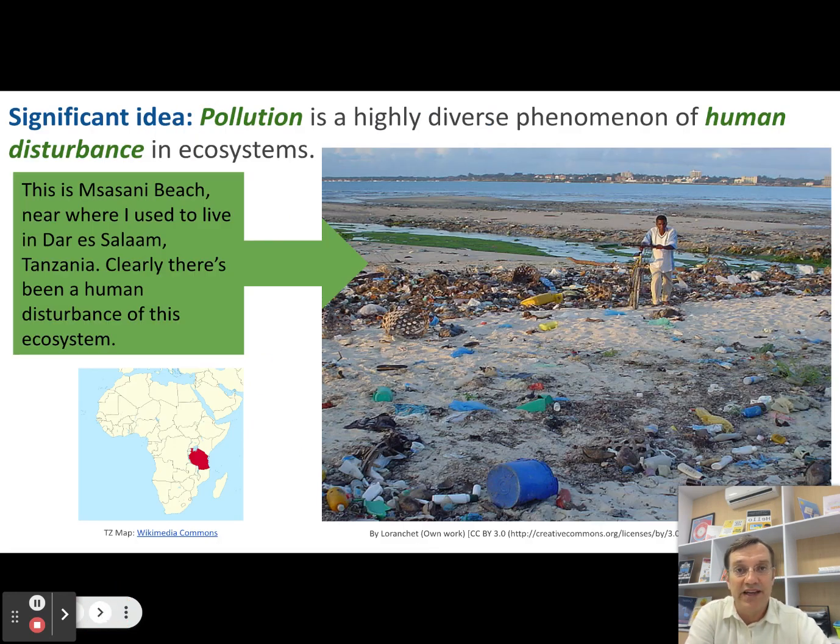The first big idea from this topic is that pollution is by definition a human disturbance in the environment. You can see from this photo from where I used to live in Tanzania, this nice beach environment has clearly been disturbed by humans. I don't think anybody would argue that this is not a form of pollution.